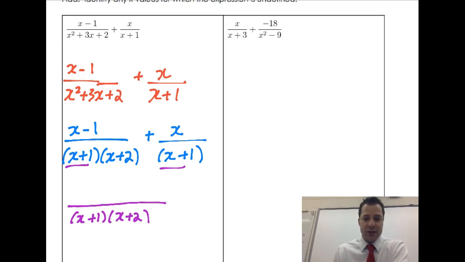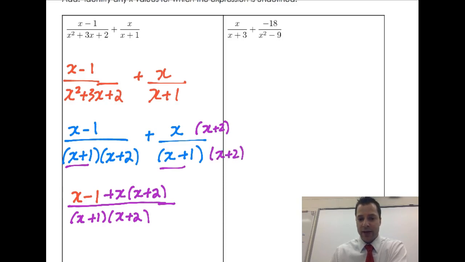Notice how this first fraction has exactly what the denominator is, so x minus 1 just comes along for the ride. However, in the second fraction we're going to put that x there, and this denominator doesn't have the x plus 2, so that x has to be multiplied by x plus 2. Essentially, you multiply the x plus 2 here and the x plus 2 here.